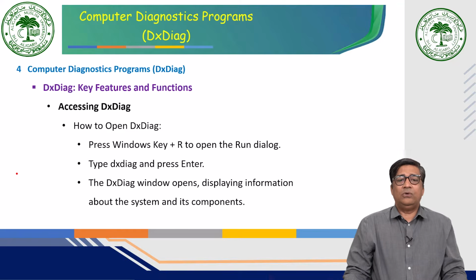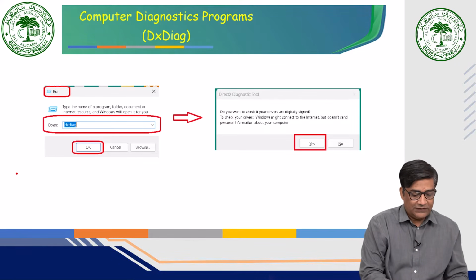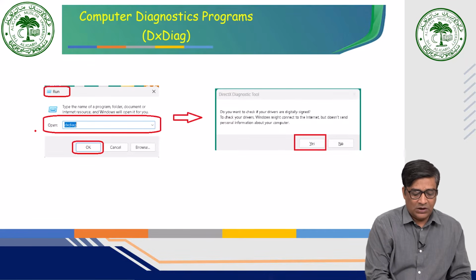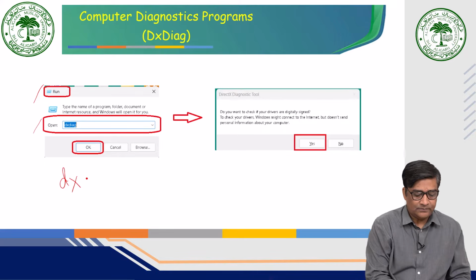So how to open DirectX? The steps are very simple and very easy. So let's follow these steps. What you have to do is, in your search bar, just type run. When you type run, it will open a pop-up, and simply you have to type the command DxDiag.